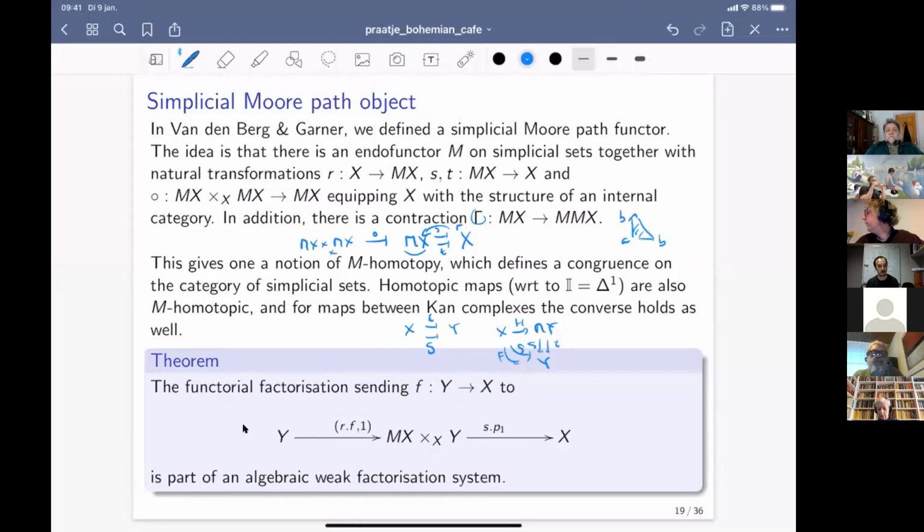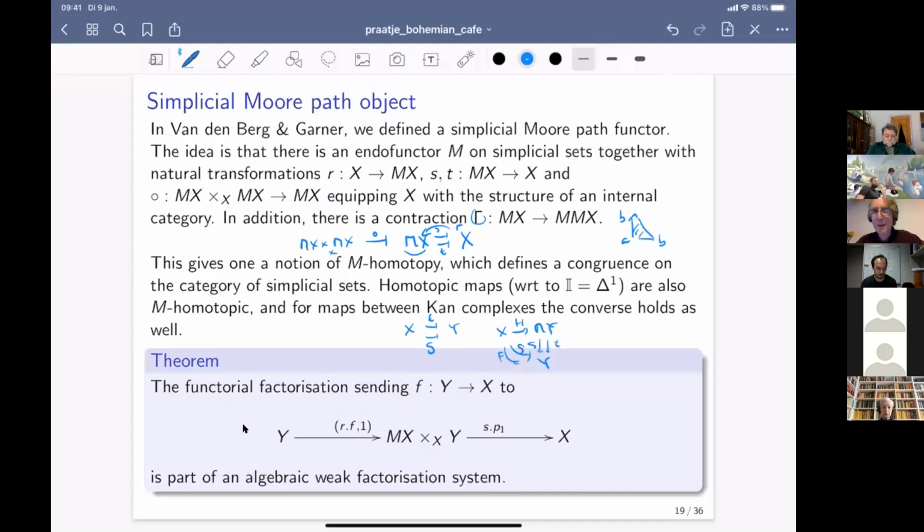Okay, so from what I've described, you could do this in every category which has a cylinder object together with something like connections. However, that's not what we do. That's not how the simplicial Moore path functor actually works. It's more complicated. If people are interested, maybe in the Q&A session, I can say more about how the construction of this M works. For now, I just want to use it as a black box.